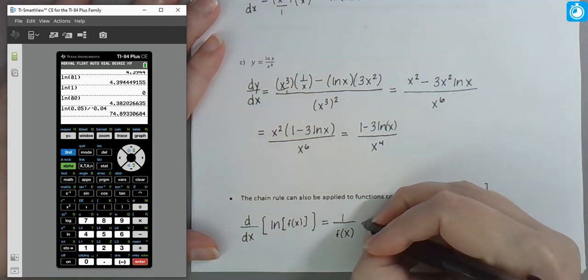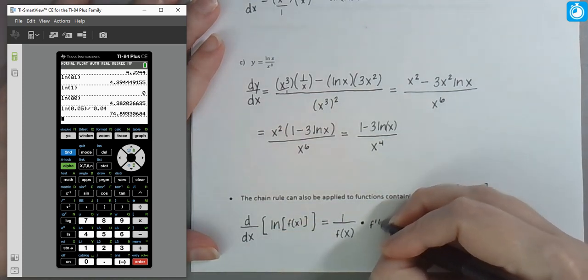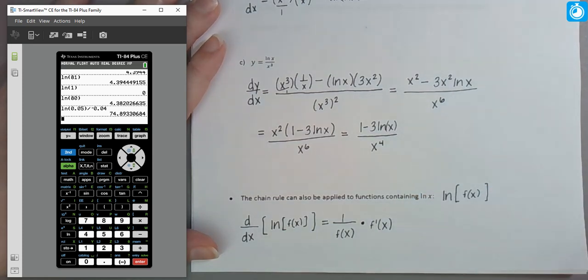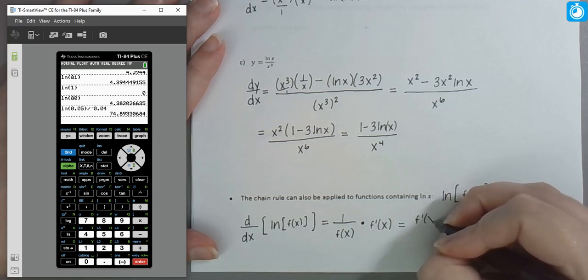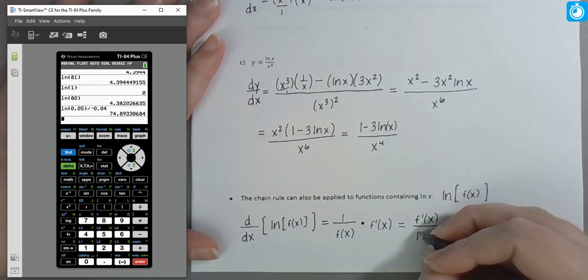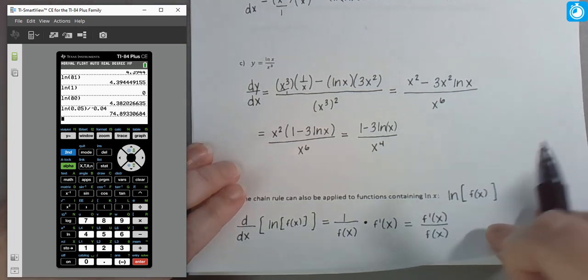And then we're going to multiply by the derivative of the inner function. So times f prime of x. And then a simpler way to write this, if we want, would be f prime of x divided by f of x. I tend to just think of it in terms like this so that it's clear where one portion and the other portion of our derivative come from, but this would be the simpler version of what happens when we apply the chain rule to our natural logarithm. So let's look at a few examples where we need to use the chain rule.